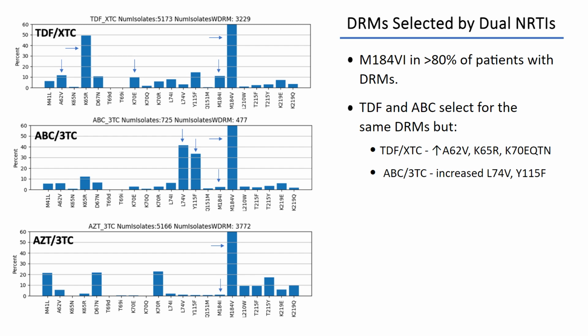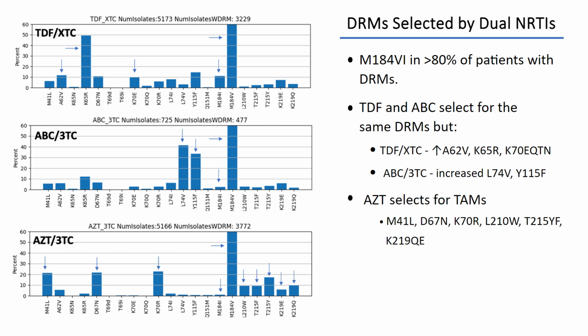Tenofovir XTC and abacavir 3TC select for overlapping profiles, but TDF selects more often for A62V, K65R, and mutations at position 70, while abacavir 3TC selects more often for L74V and Y115F. About 10% of persons receiving TDF or abacavir also had TAMs. This may represent persons with TDR and possibly persons who received either AZT or d4T in the past that was not recorded in their treatment history.